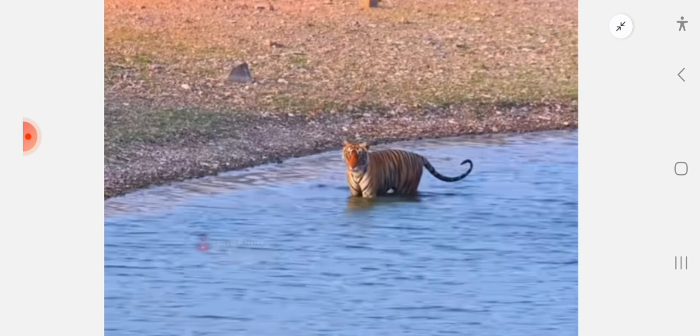So there is another project which is going on, that is the Ken Betwa project, you might have heard. So that is a little bit about this national park.